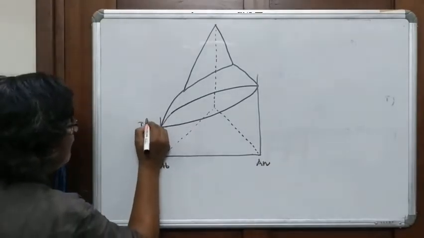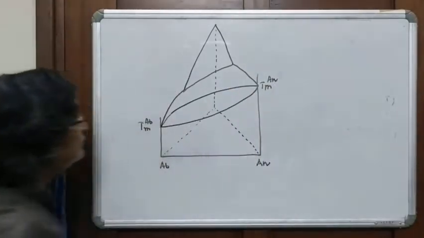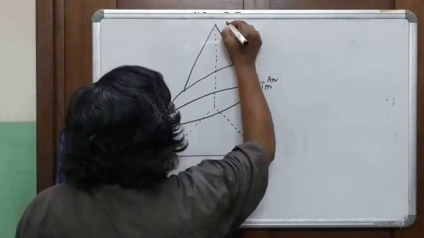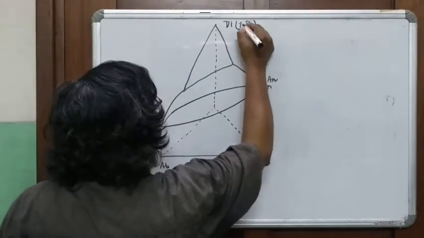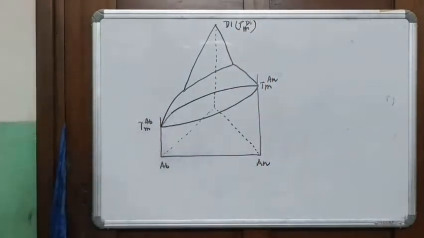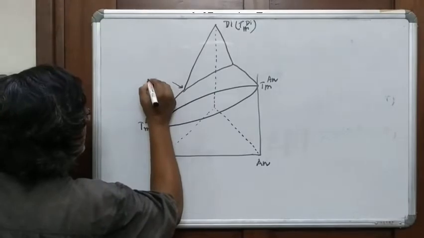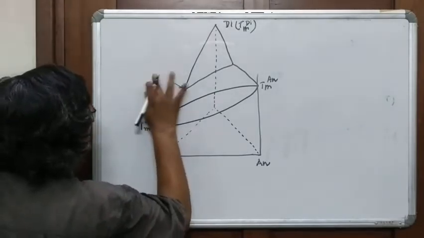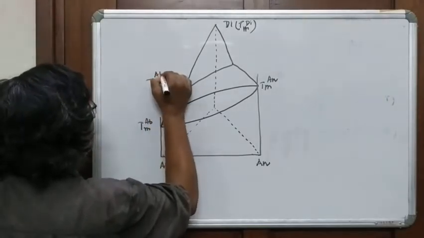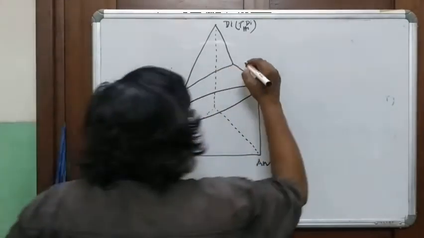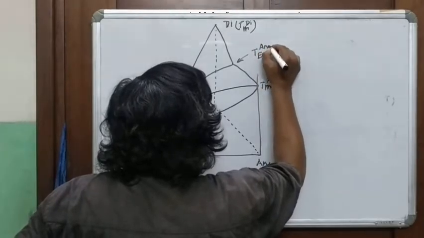temperature of melting of albite, temperature of melting of anorthite. This is, say, diopside, temperature of melting of diopside. And this point here is eutectic, temperature of eutectic of albite-diopside, and this is temperature of eutectic of anorthite-diopside.